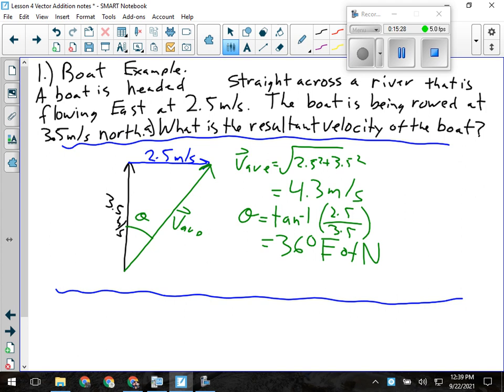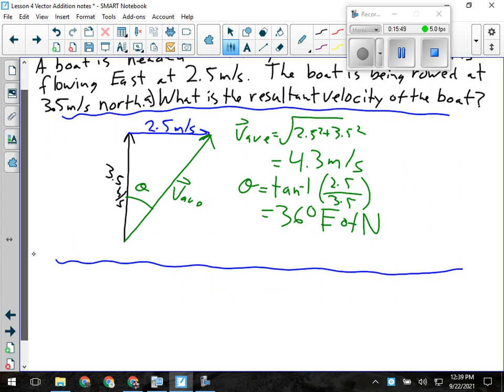Okay? Just about every boat question you would get is going to have some kind of thing like that they're going to ask as part A. That part is not really challenging. The context doesn't make that part really confusing. This is the part that gets people confused. So the second part of this question would go something like this.